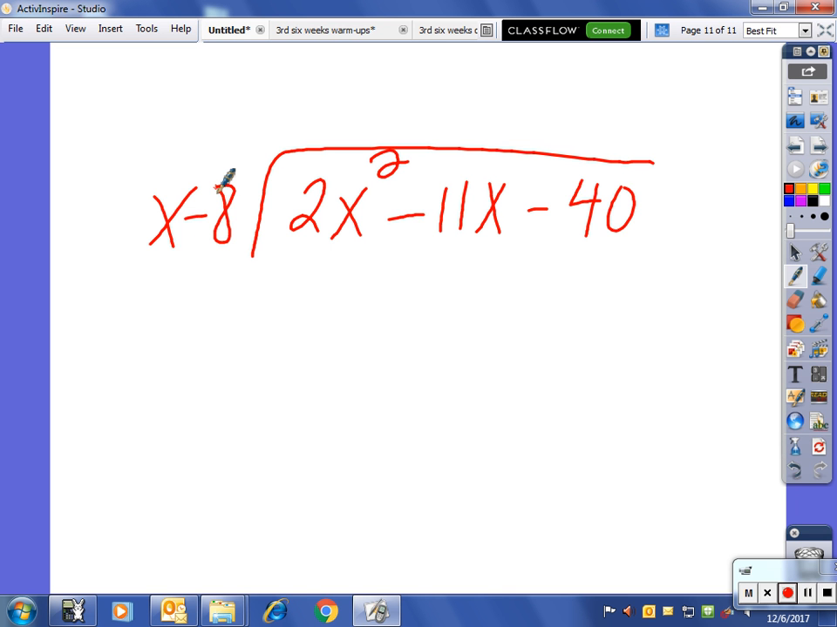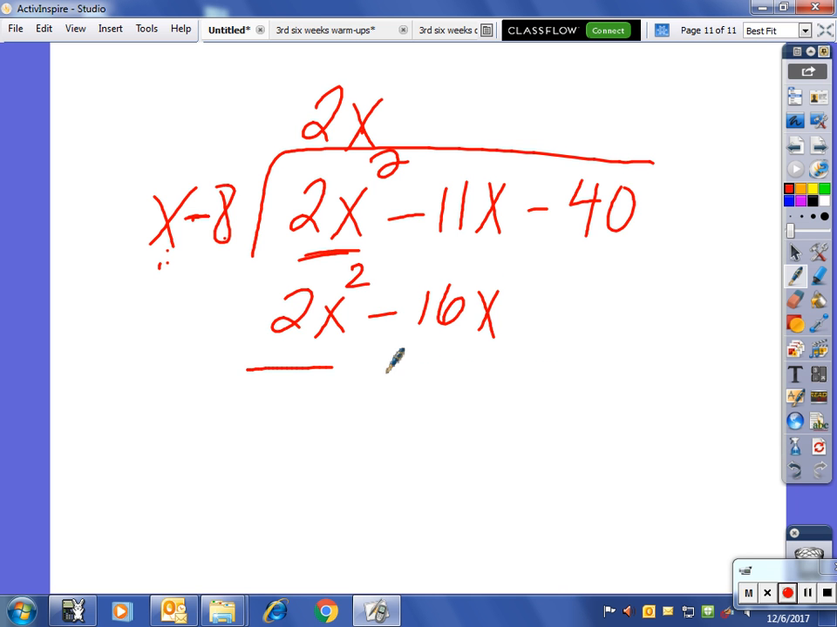Okay, Michael, let's do this one together. How many times does x go into 2x squared? X times what would give me 2x squared? 2x. All right, what is 2x times x? 2x squared. What is 2x times negative 8? Negative 16x.